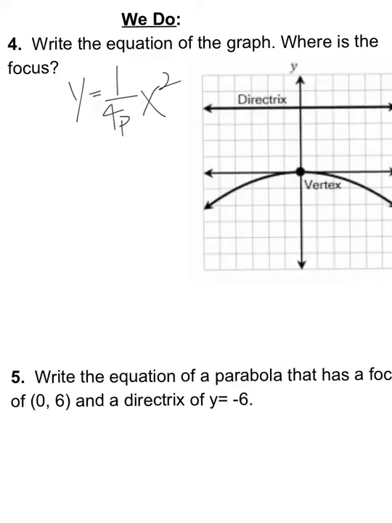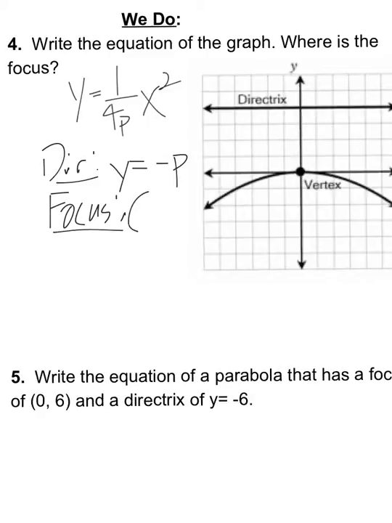So remember, your directrix formula is y equals negative p. And then your focus, since I'm asking for it, that formula is 0 comma p, since this is a y equals equation. So our directrix, let's see here, where's the directrix at? This is at 1, 2, 3, 4. So our directrix is y equals 4. So if y equals 4 and y equals negative p, then p must equal negative 4.